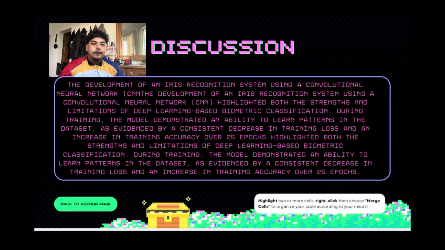The project is basically great and successful, but the limitation is that while the model performs well on the training and validation sets, its generalization ability is still limited. This reveals the importance of having diverse and high-quality datasets when developing biometric systems.